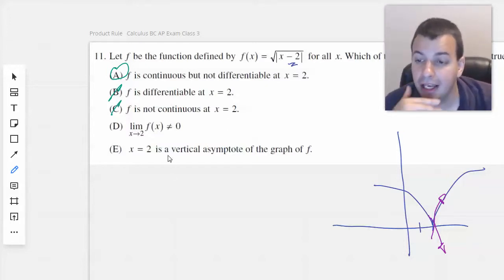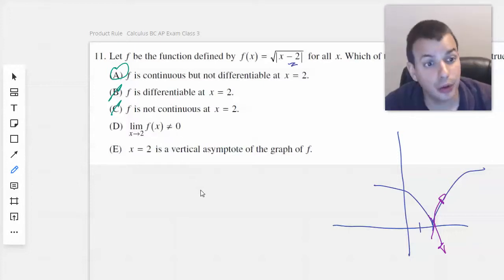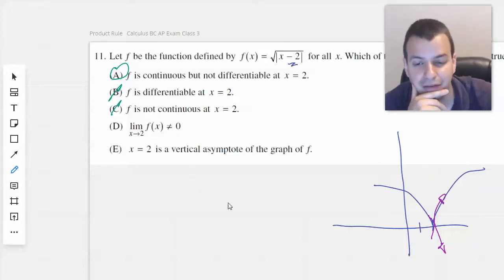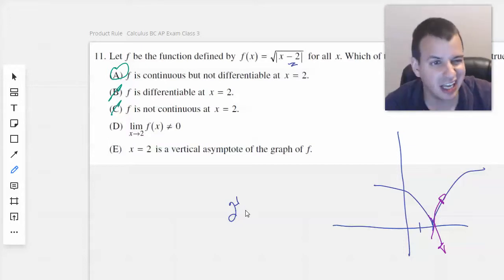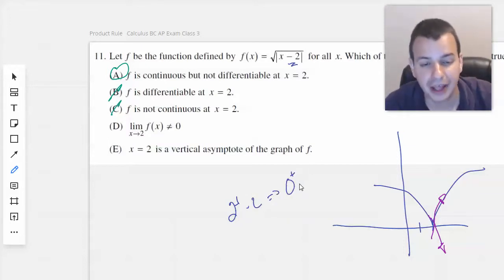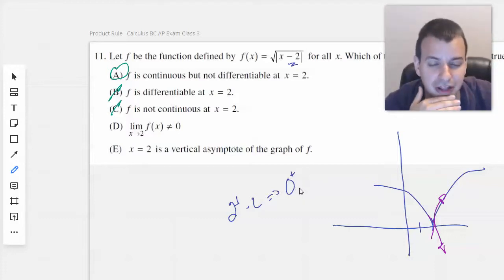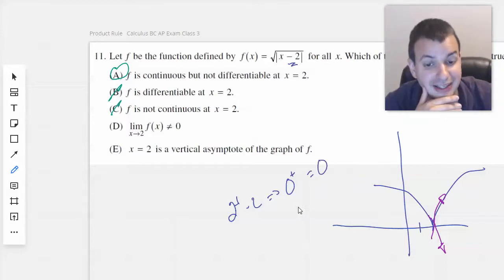Okay, limit as x approaches 2 of f of x does not equal 0? No, it does equal 0. So if you have 2 plus, which is slightly bigger than 2, minus 2, you're going to get 0 plus. And when you take the absolute value of that, it's going to be 0 plus still, and then you take the square root, and you're still going to get 0.